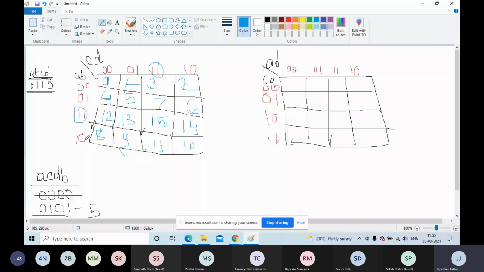1, 0, 0, 0. Whose binary is this? Of 8. So that's why I have put 8 here, because this is the decimal cell. Decimal numbers I am putting.